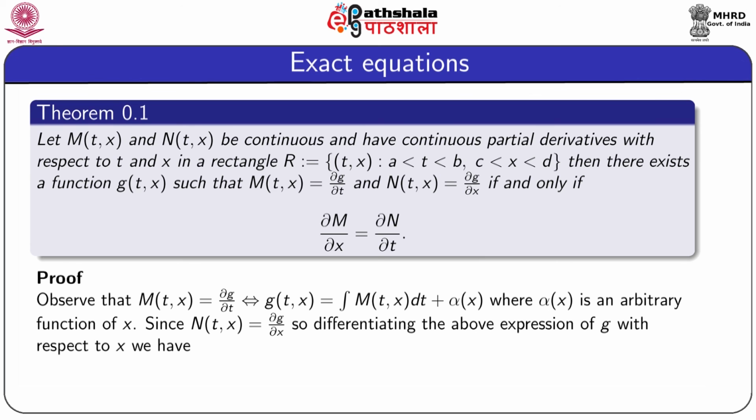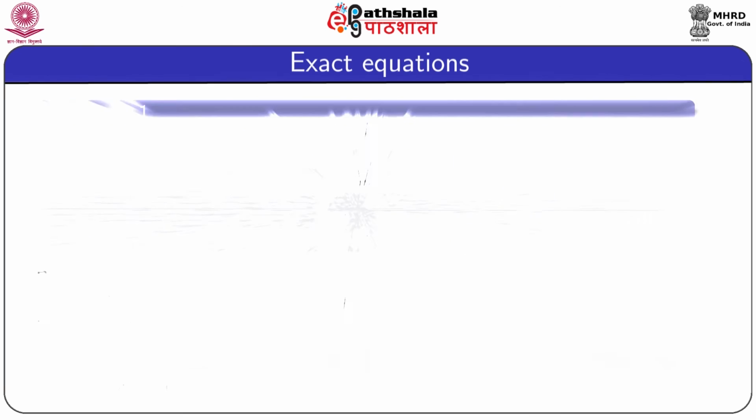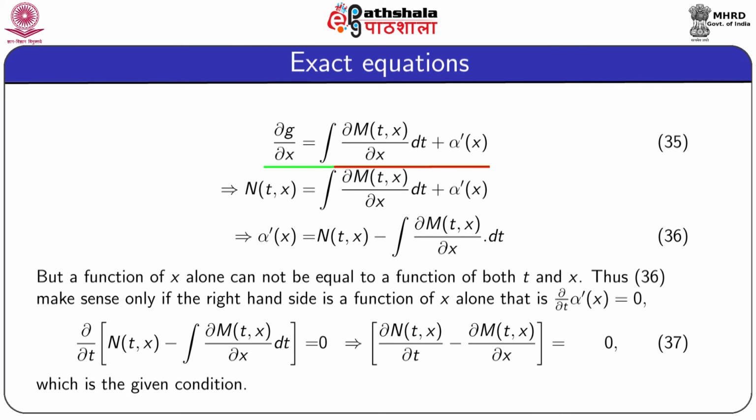Since n(t, x) is equal to ∂g/∂x, again differentiating the above expression of g with respect to x, we will get ∂g/∂x is equal to integration of ∂m/∂x dt plus α'(x). We replace ∂g/∂x by n, which gives n equals integration of ∂m/∂x dt plus α'(x), which implies α'(x) is equal to n minus integration of ∂m/∂x dt, given by equation number 36.